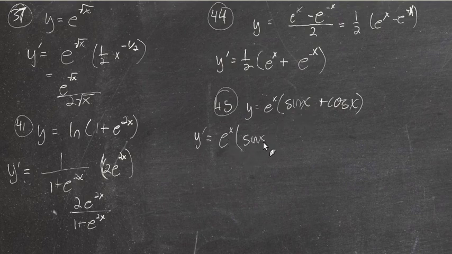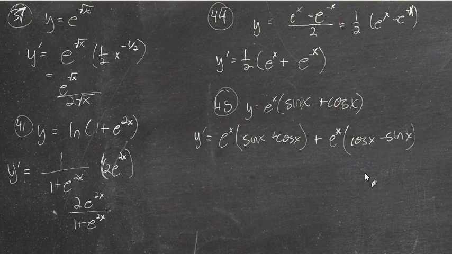plus the first function, not the derivative of this, not that it makes any difference with e to the x, times now the derivative of the second function. So we have cosine x minus sine x. So there's our derivative.